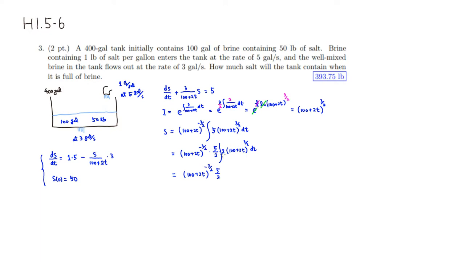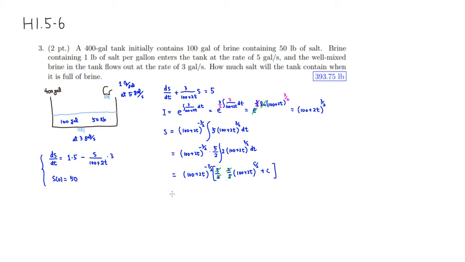Alright, then the antiderivative of that would be just add 1 to the power. So (100 plus 2t) to the 5/2 power. Divide by 5/2 is the same thing as multiply by 2/5. Right? Then plus some constant c. Actually, I want to do one thing a little bit different there. I'm going to keep this 5/2 inside, right? Because we can cancel those guys out. So here, cancel there, right?